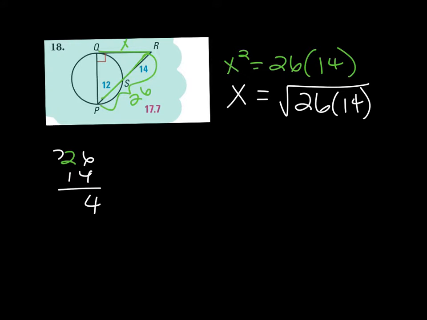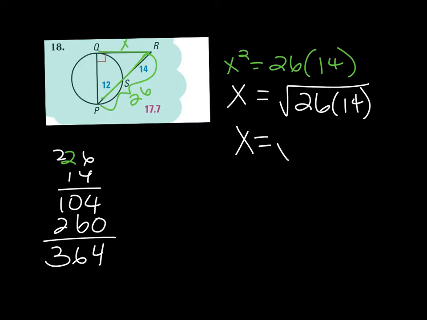So this would be 104, 624, 364. Just the side on the top. Now that's not my answer, so I don't need to simplify it. I can keep it the way that it is.